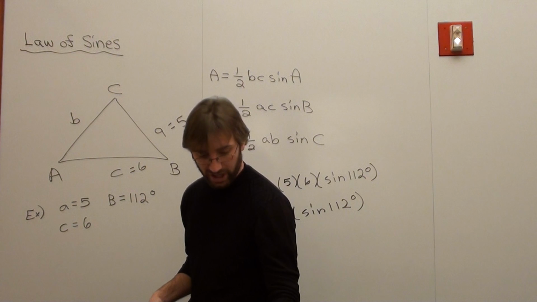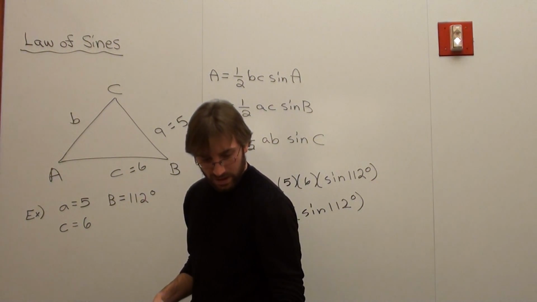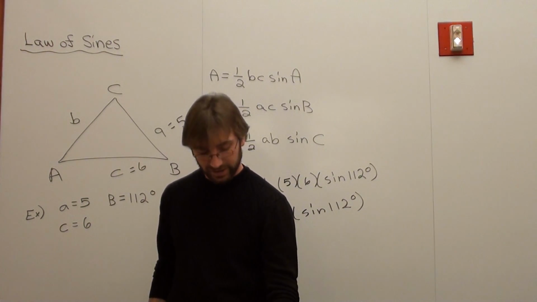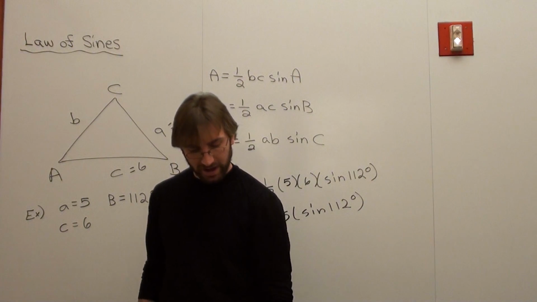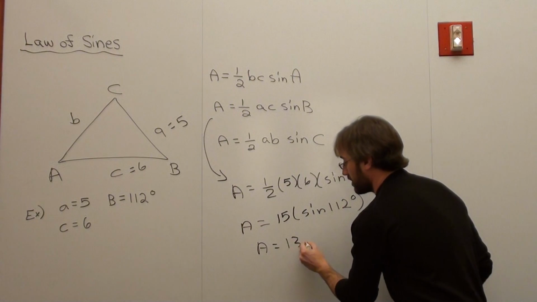And when I go ahead and do that, I get about 0.927. I'm not going to round yet, I'm just going to multiply it by 15. And I get about 13.9. So my area is 13.9.